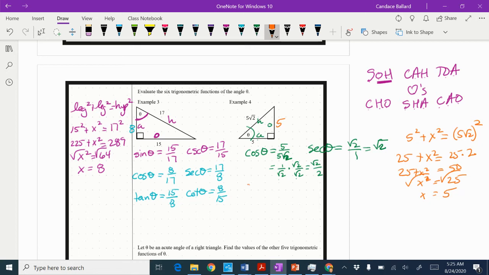So my sine is going to be 5 over 5 square root of 2, which you know is exactly the same as this, so it's going to end up being that same answer, square root of 2 over 2. And then the cosecant, which is the reciprocal, is going to be the same reciprocal as this one here, so it's just going to be square root of 2. And then the tangent, again, is the opposite over the adjacent, which is 5 over 5, or just 1, and the cotangent, of course, the reciprocal of 1 is 1.